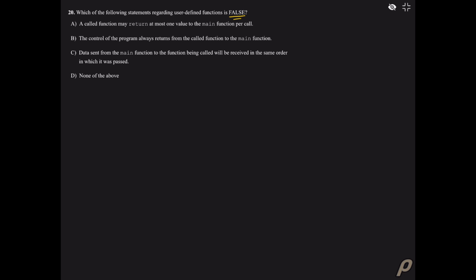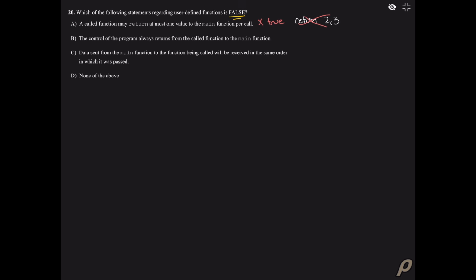Keyword false there. All right, so let's take a look at our first statement here. It says that a called function may return at most 1 value to the main function per call. And if you've done some programming, then you probably know that this is indeed true, as in the C language at least, you cannot return multiple values. So you couldn't do like return 2, 3. That's not allowed. That's not how that works in the C language.